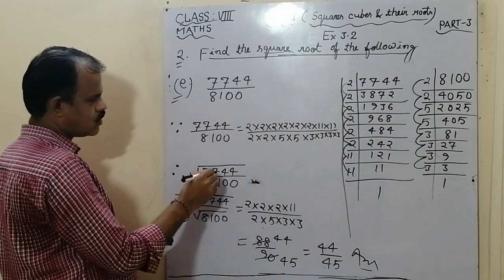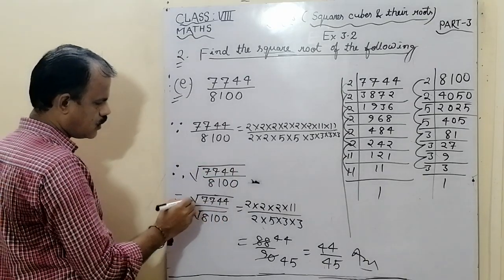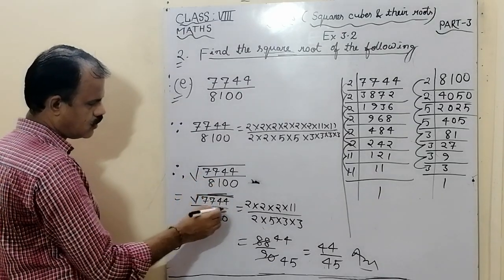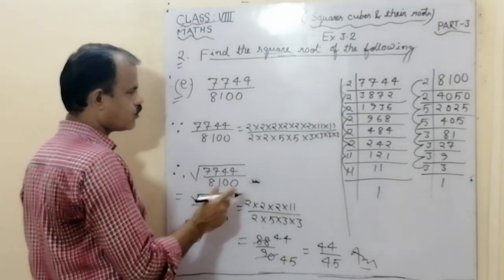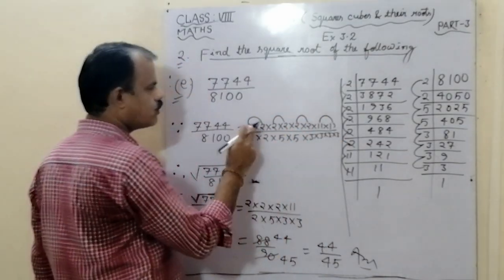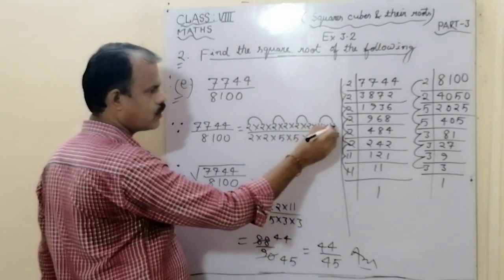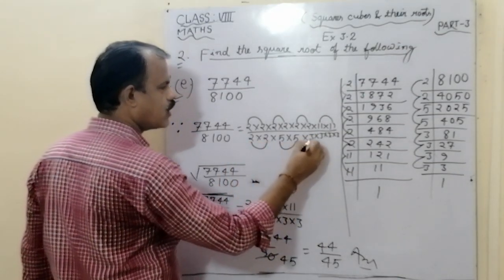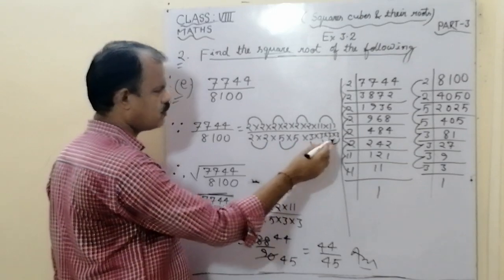Now root under 7744 upon 8100 becomes, we have to write the root separately: root 7744 and root 8100. So 7744 becomes 2 multiply 2, 2 multiply 2, we have to make pairs here. So 2 multiply 2, 2, 2 multiply 2, 2, removing the pairs, 2 multiply 2, 2, 11 multiply 11, 11. Now the denominator side, 2 multiply 2, 5 multiply 5, 3 multiply 3, 3 multiply 3. So it becomes 2 multiply 5 multiply 3 multiply 3.